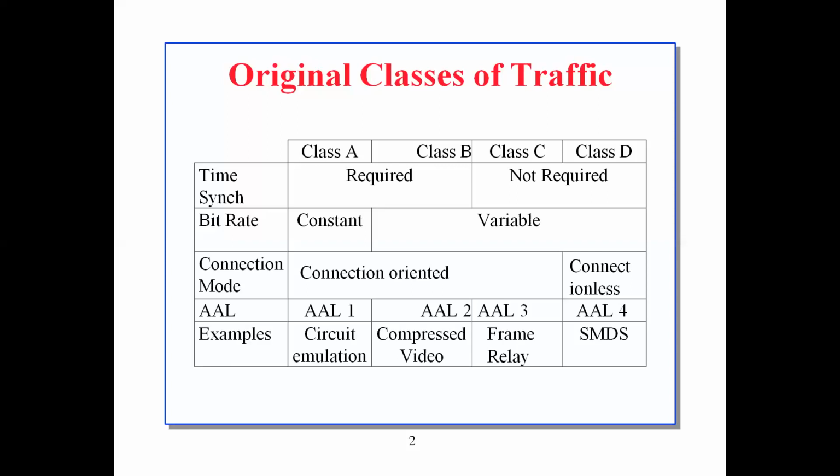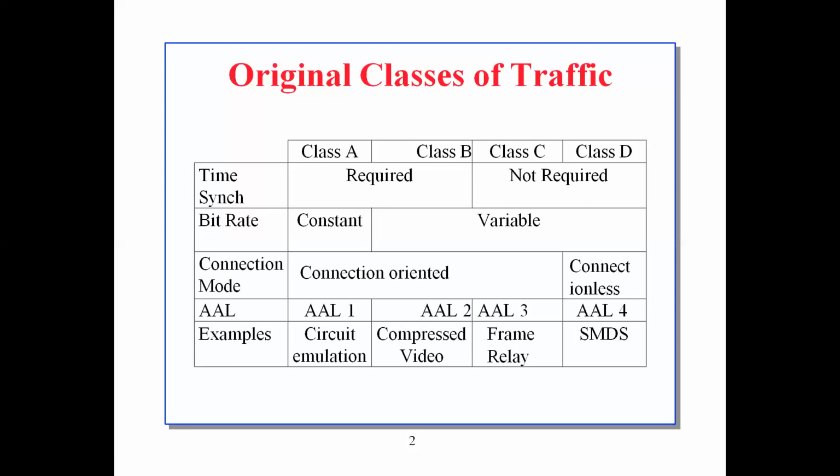Next, in this slide, we are comparing class A, class B, and class C with respect to time synchronization, bit rate, connection mode, and the types of AAL protocols, and the examples. Class A, as we have already seen, is used for circuit emulation, class B for compressed video, class C for frame relay, and class D for SMDS.